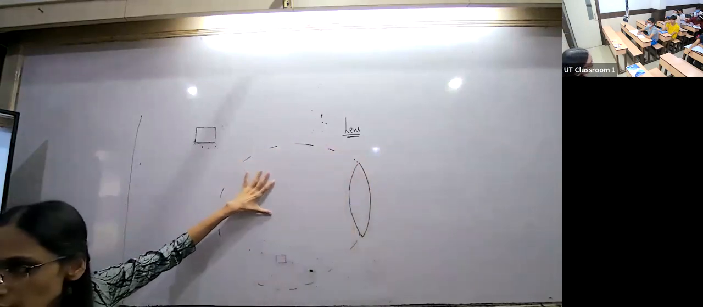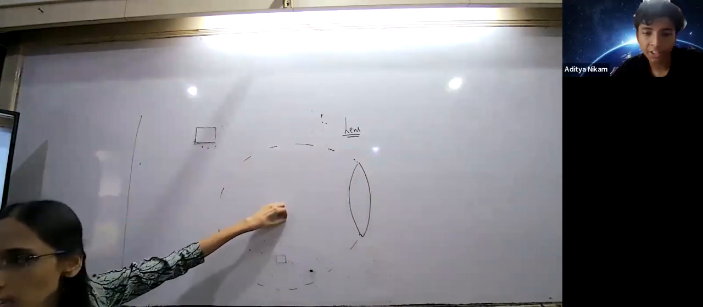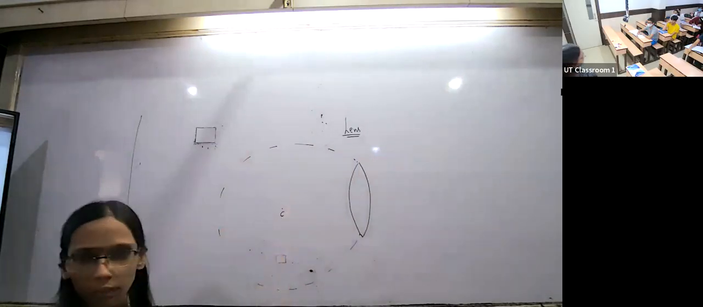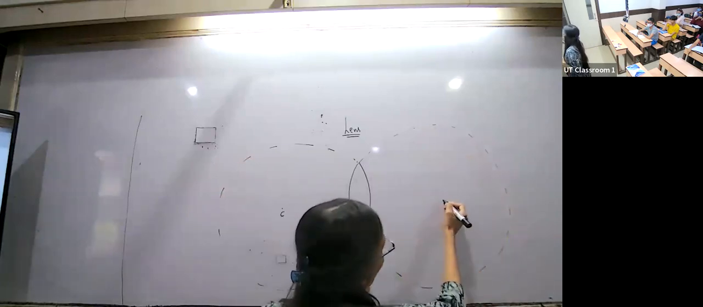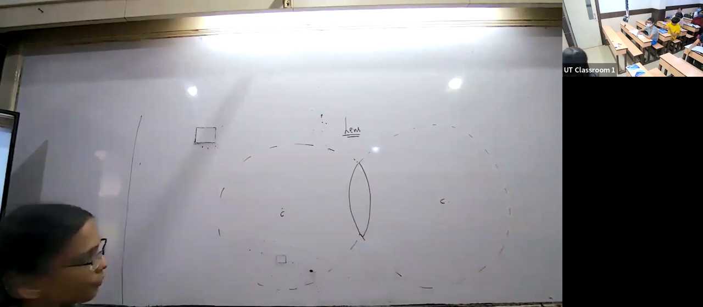So this lens is part of one sphere, okay? And what is the center of a sphere called? Center of curvature. So I will call this C1, let's say. The center of curvature of this would be C, and there would be another on this side as well. So there will be two centers of curvature in this case.